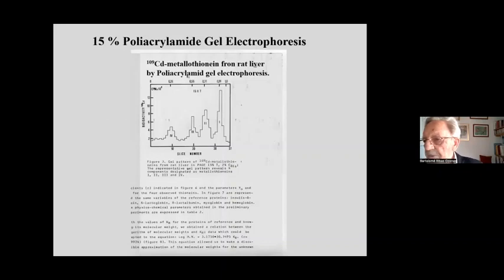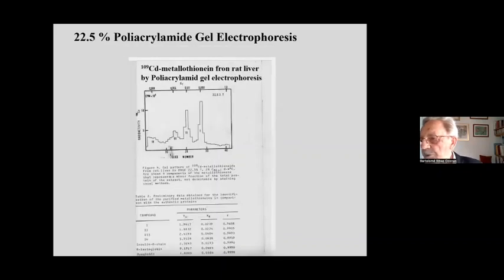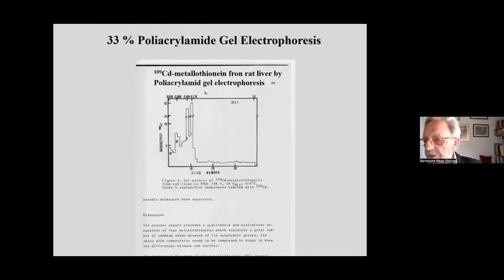And in the next figure, now the separation 22.5% polyacrylamide gel electrophoresis. There are also seen more left, also 4 peaks of metallothionein. And in the next figure, with the 33% polyacrylamide gel electrophoresis, are also shown the 4 in the left, 4 radioactive peaks of cadmium 109 isometallothioneins.